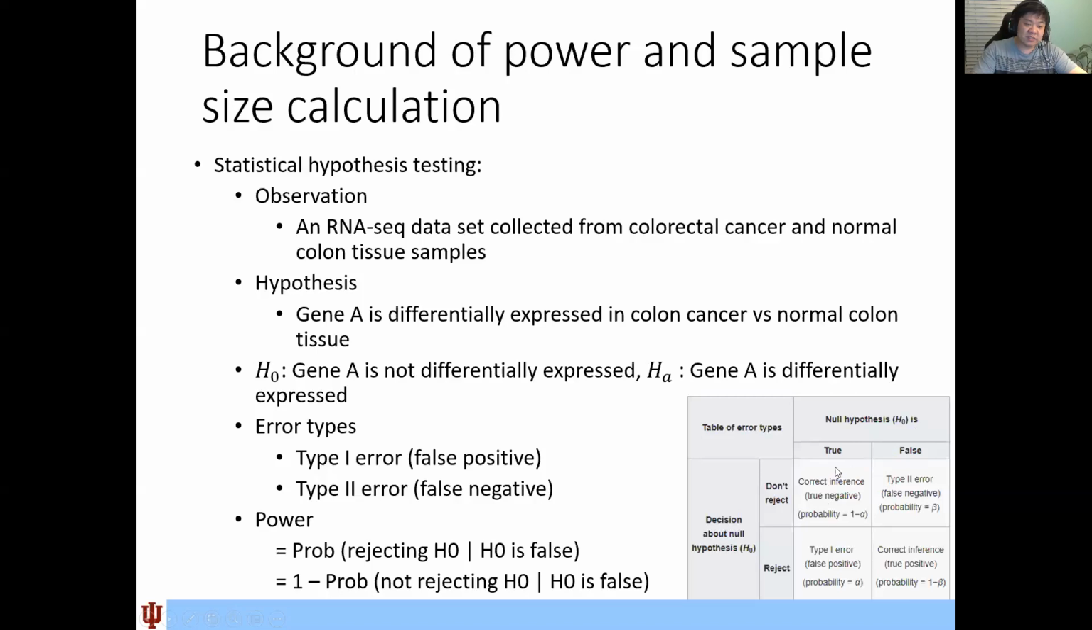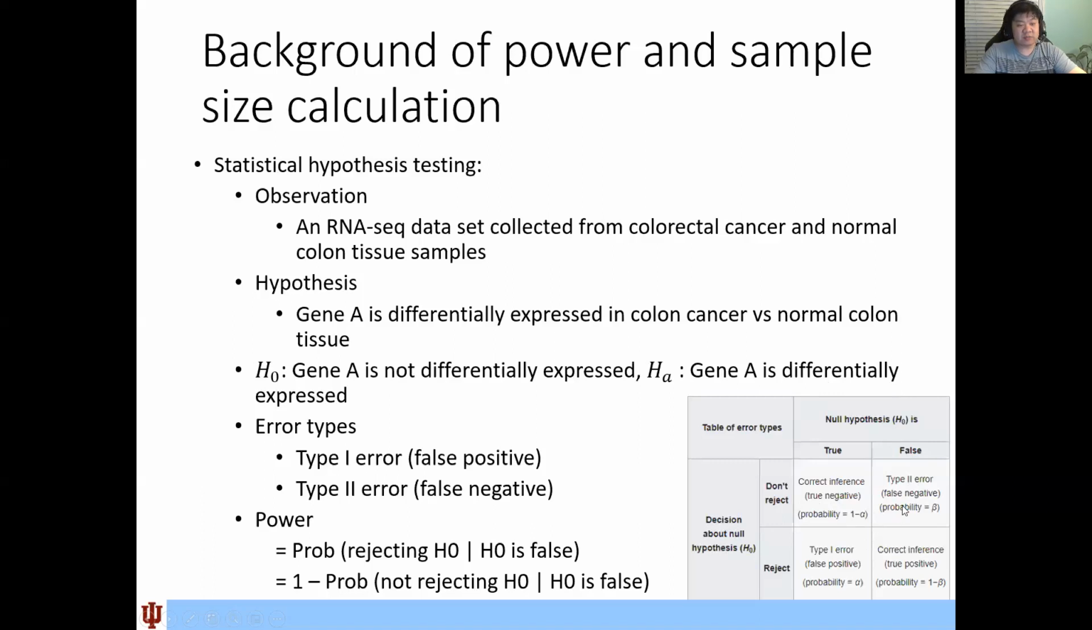when the null hypothesis is true and the decision we make based on our hypothesis testing is to not reject the null hypothesis, this is the correct inference, which is also named a true negative. On the other hand, if the null hypothesis is false, meaning there is a differential expression, and by the hypothesis testing we reject the null hypothesis, this means a true positive. That is a correct inference.